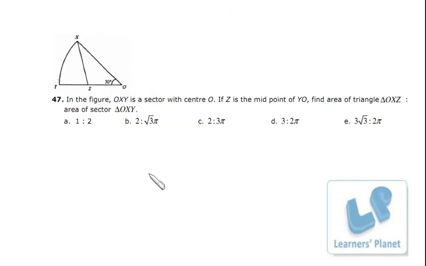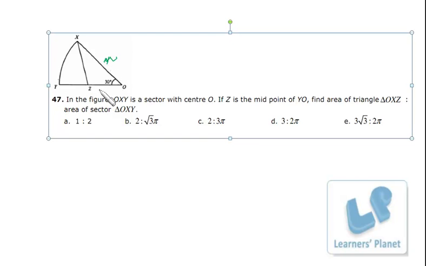In the figure, OXY is a sector with center O. If Z is the midpoint of YO, find the ratio of the area of triangle OXZ to the area of sector OXY. Okay, so for that we need to have the area of this triangle, right? Now we know the base. See, I assume the radius of this sector or part of circle is say R. So OY is R, and OZ will be R by 2, right?